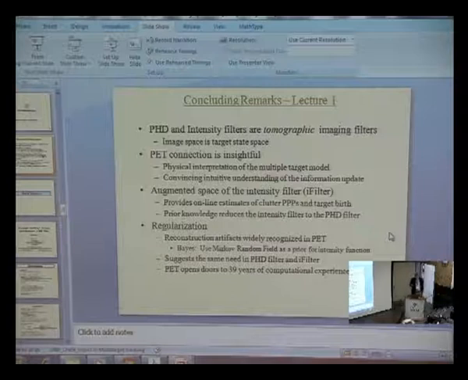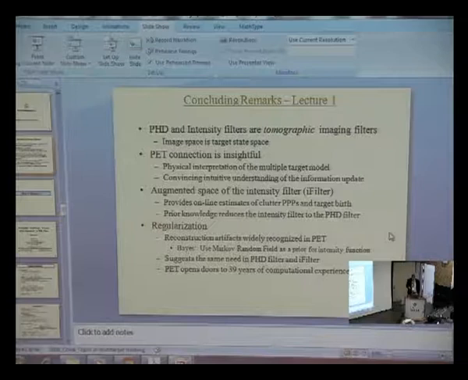Regularization, I've talked about the need for regularization. I haven't said anything much about it. I will say a little bit, I think, in the next slide. But I think the largest takeaway is the connection to tomography and this last line.